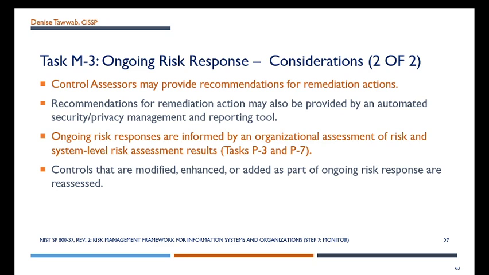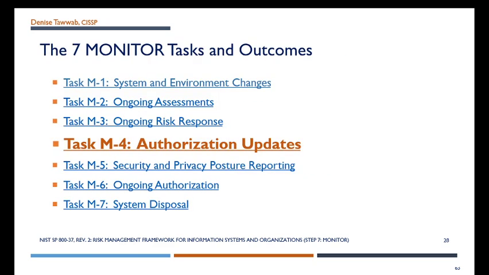Recommendations for remediation action may also be provided by an automated security, privacy management, and reporting tool. Ongoing risk responses are informed by your organizational risk assessment and your system level risk assessment results. Controls that are modified, enhanced, or added as part of ongoing risk response are then reassessed. All right, so that's task 3, ongoing risk response.